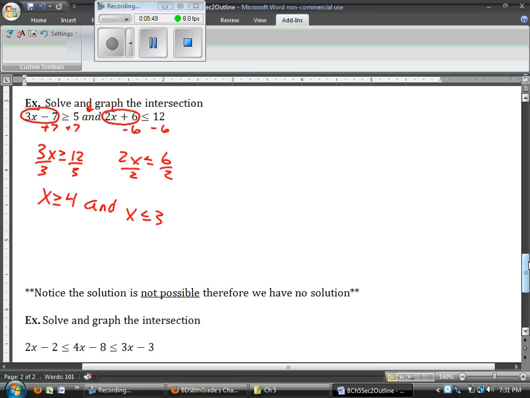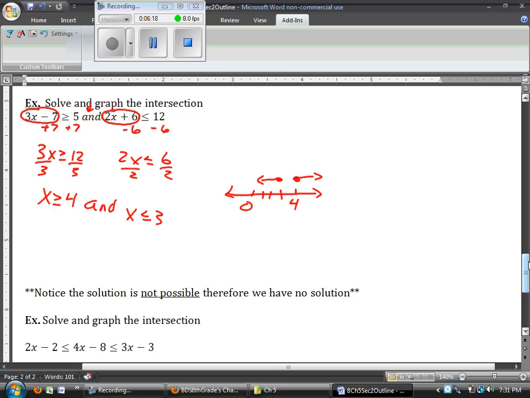Okay? Now let's take a look at this graph. I have x being greater than or equal to 4. Then I have x is less than or equal to 3. They're not intersecting this time. Okay? When I have an intersection that doesn't intersect, that's a problem.